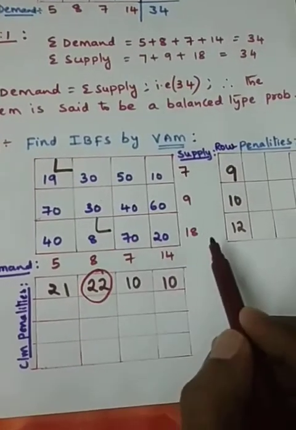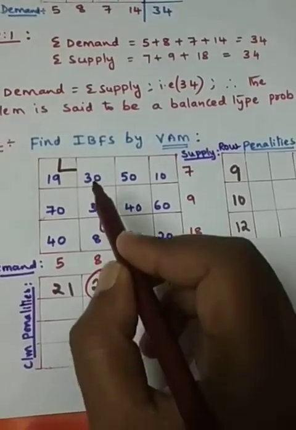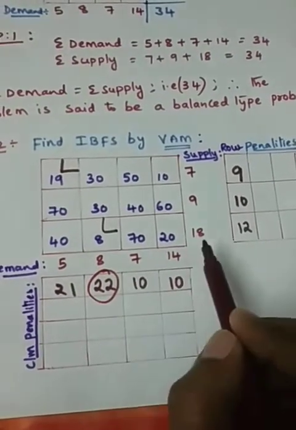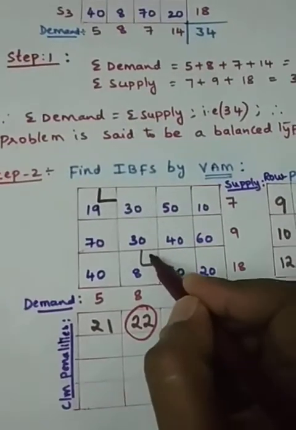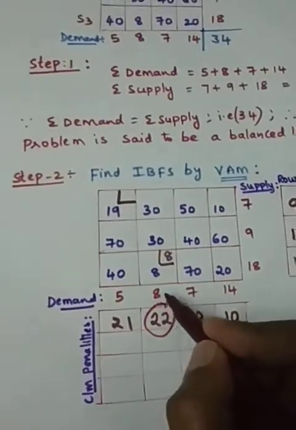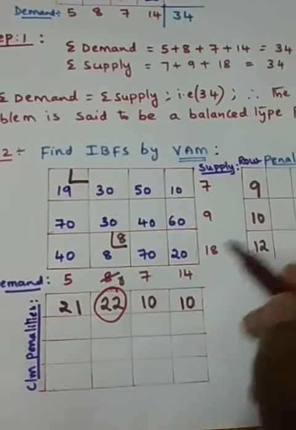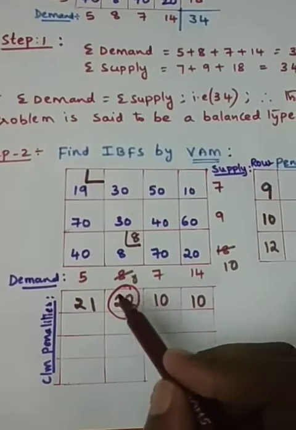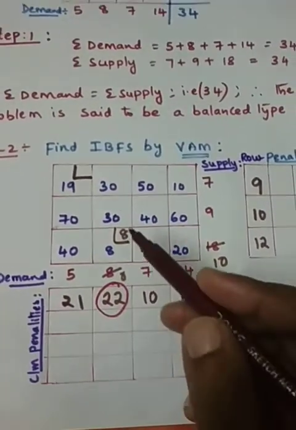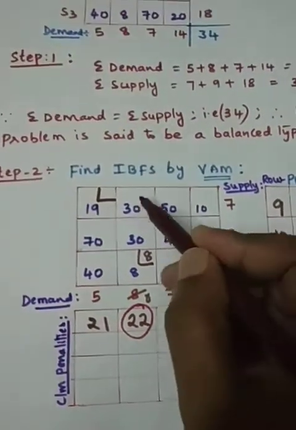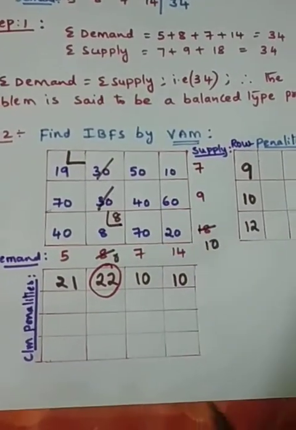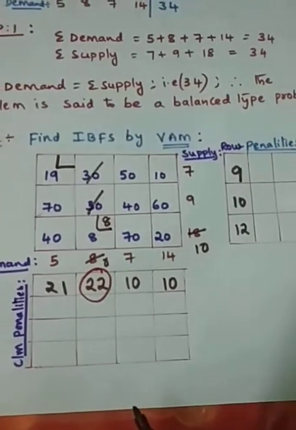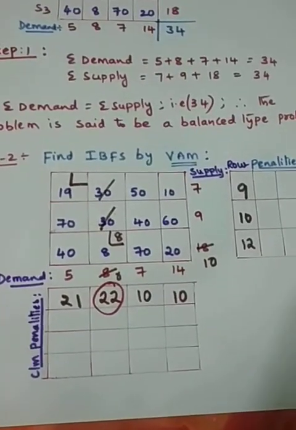Now you check for the row, the supply value is 18. Now you check for the column, the demand value is 8. The least among 8 and 18 is 8. I can allocate only 8 units. Therefore, the demand will become 0 and 18 minus 8 will become 10 here. Because this second column is satisfied now, it will get exhausted and removed from the matrix. Clear? Similarly, we go for finding out the penalties once again by the same procedure.